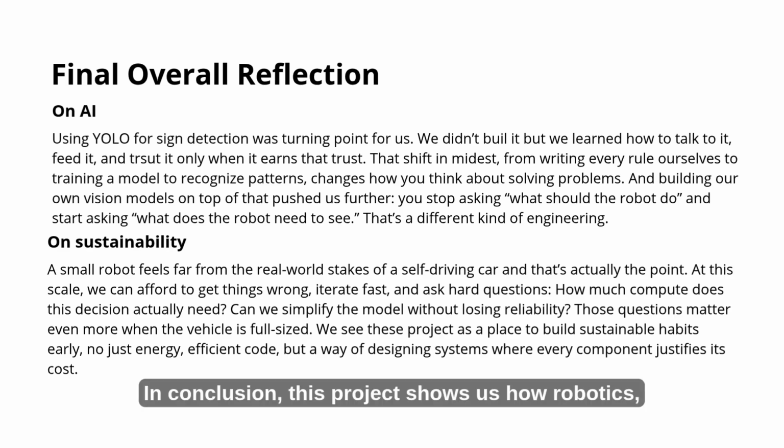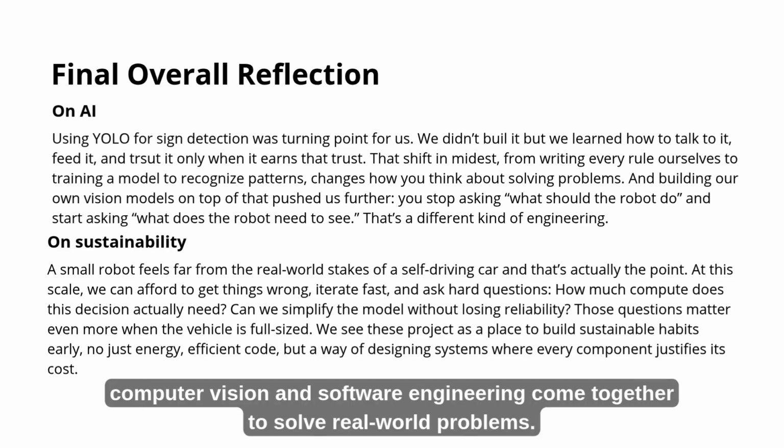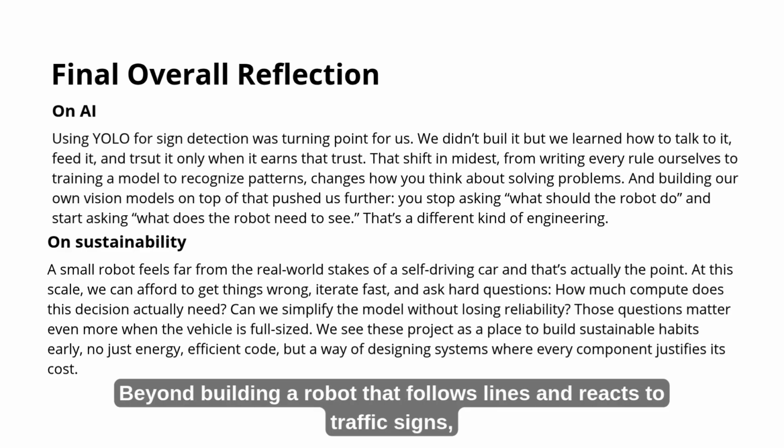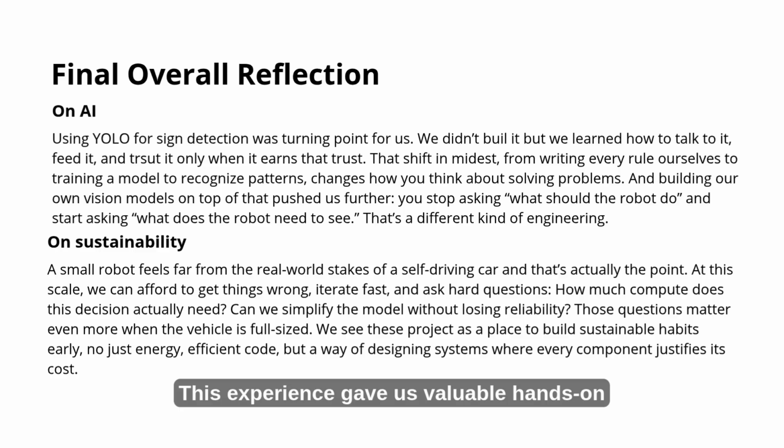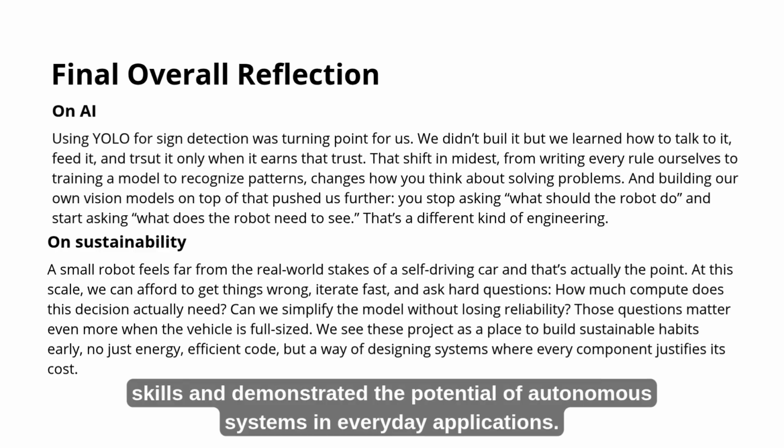In conclusion, this project shows us how robotics, computer vision, and software engineering come together to solve real-world problems. Beyond building a robot that follows lines and reacts to traffic signs, we learned the importance of testing, debugging, and continuous improvement. This experience gave us valuable hands-on skills and demonstrated the potential of autonomous systems in everyday applications.